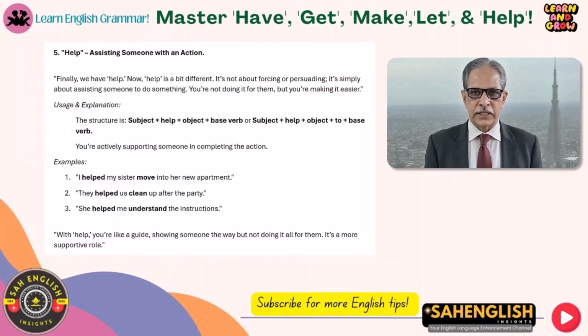5. Help, assisting someone with an action. Finally, we have help. Now, help is a bit different. It's not about forcing or persuading. It's simply about assisting someone to do something. You're not doing it for them, but you're making it easier. Usage and explanation. The structure is subject plus help plus object plus base verb, or subject plus help plus object plus to plus base verb. You're actively supporting someone in completing the action.